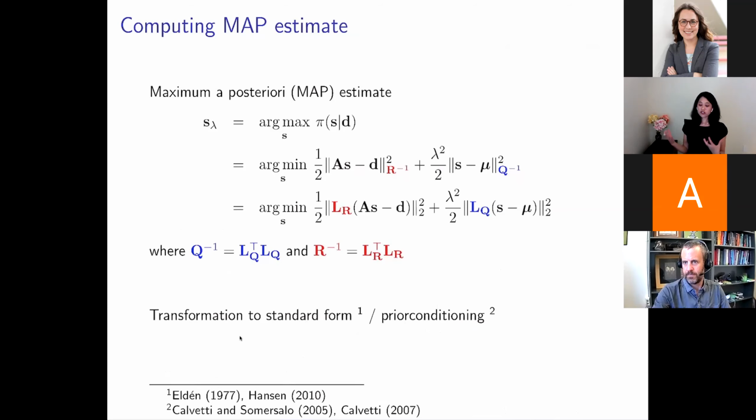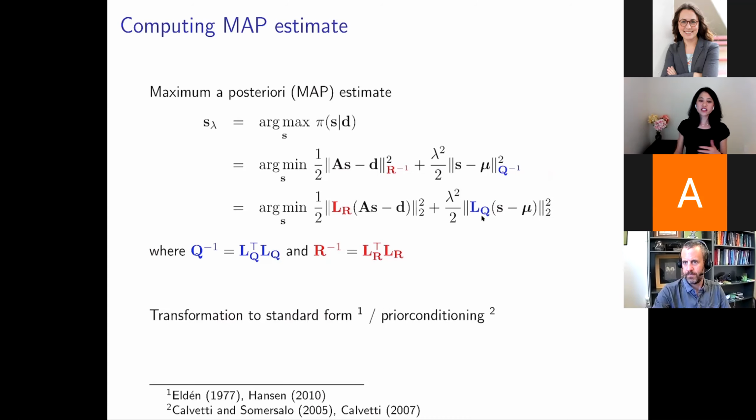If I just use the formula from the previous slide, rather than taking the maximum, I'm going to take a negative log and instead compute the minimizer. So I want to solve this optimization problem. Now, the standard approach would be to take this R inverse, this Q inverse, and take some symmetric factorization of it. It could be Cholesky, but it doesn't have to be. Then I can reformulate it in this form, and this is often called the general form Tikhonov problem, where you have this L_Q matrix in here.